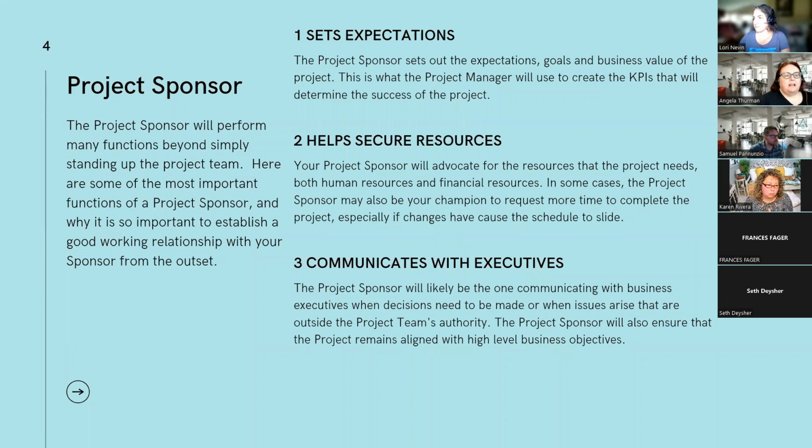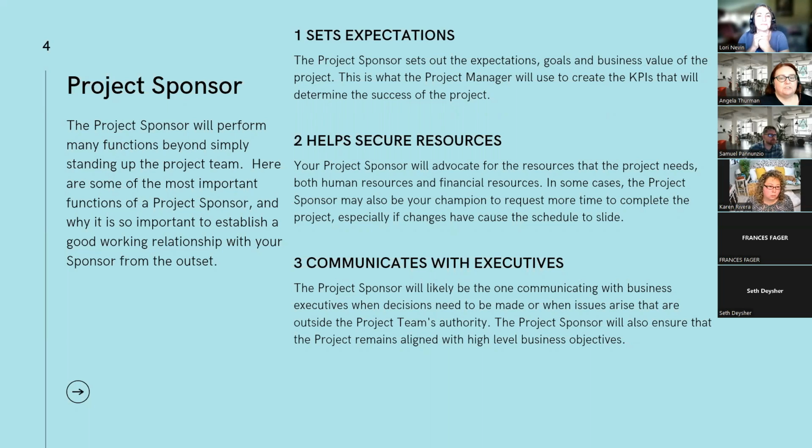So the project sponsor has many functions, and some of these are important to understand how you would engage with that person. And this sponsor is going to set the boundaries of the project as well. So establishing that relationship is important to do early at the outset of the project.